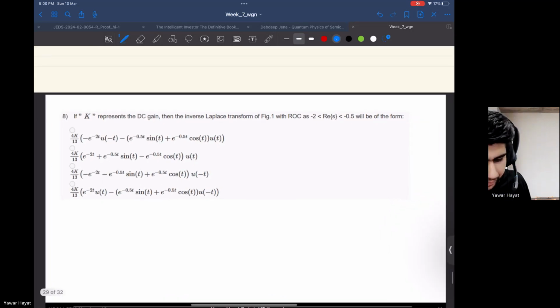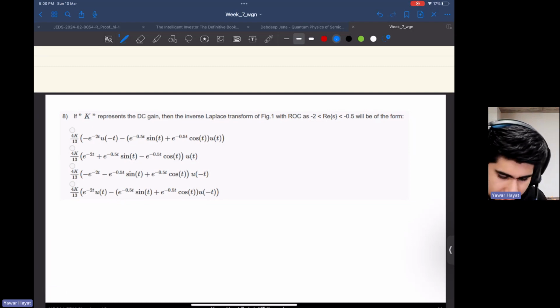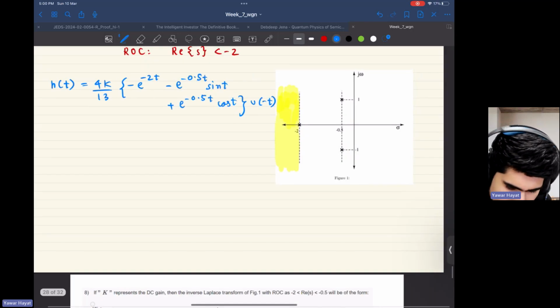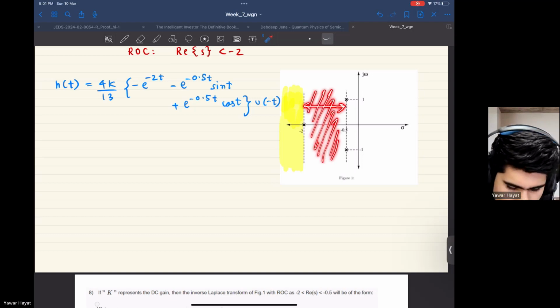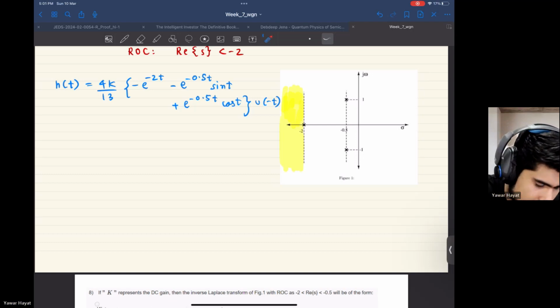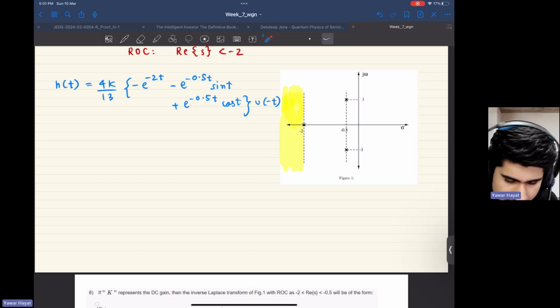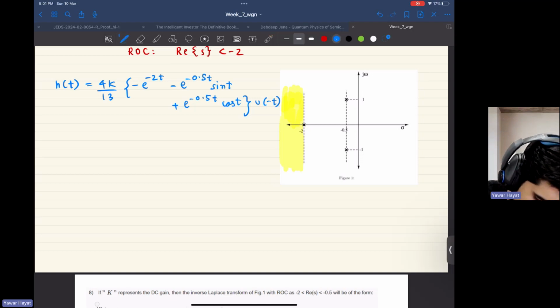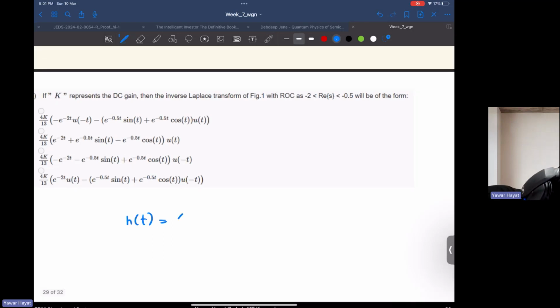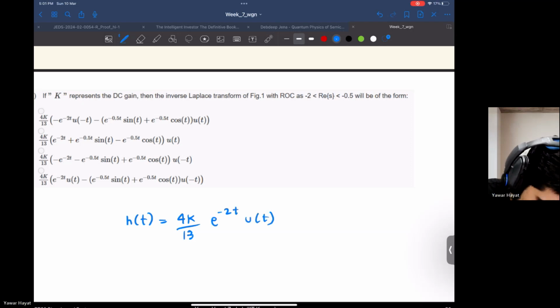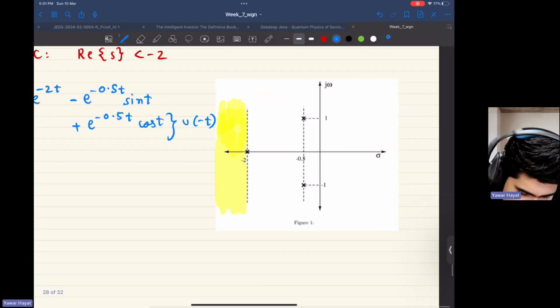Now what about this one? A represents DC gain, then the inverse Laplace transform of the same figure with the ROC between these two, right? Now the ROC is between these two. This is where you have to search. For this case, you'll have the following thing, right? For this pole, the ROC is to the right of this pole, right? So you will use this result. I'll directly write that, no point in showing that separately. 4k by 13 exponential of minus 2t u of t, right? Because the ROC is to the right of this pole.